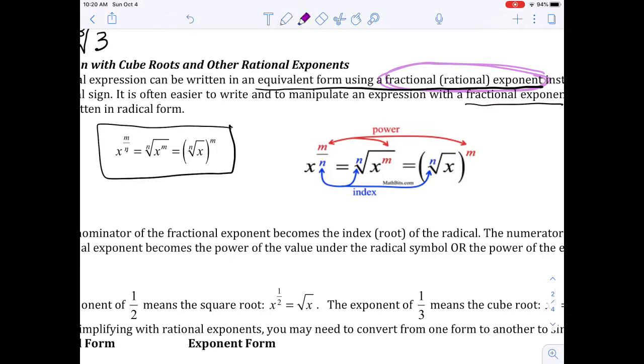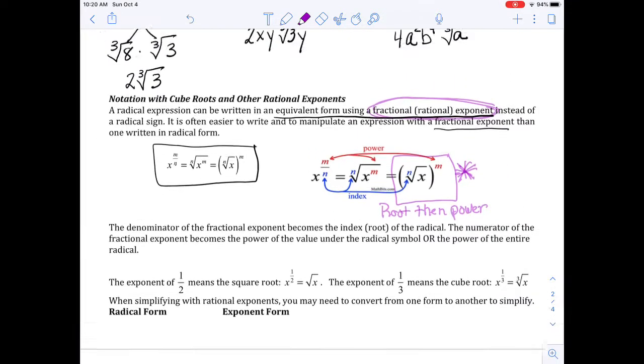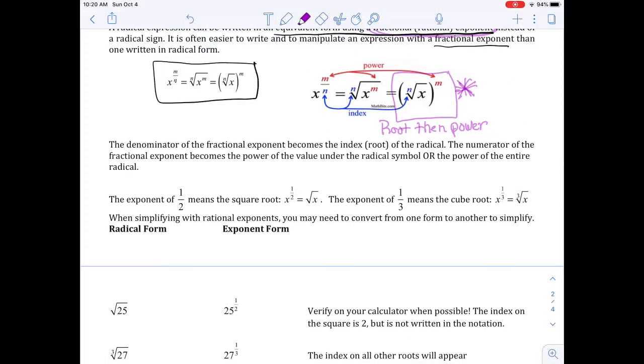All right, I prefer, so I'm going to put a box around this one. I prefer doing it this way, so I will always write it this way. I will always root, then power. I will always do the root first, and then I will raise it to the power. And again, the denominator of the fractional exponent becomes the index of the radical. The numerator of the fractional exponent becomes the power of the value under the radical symbol, or the power of the entire radical.